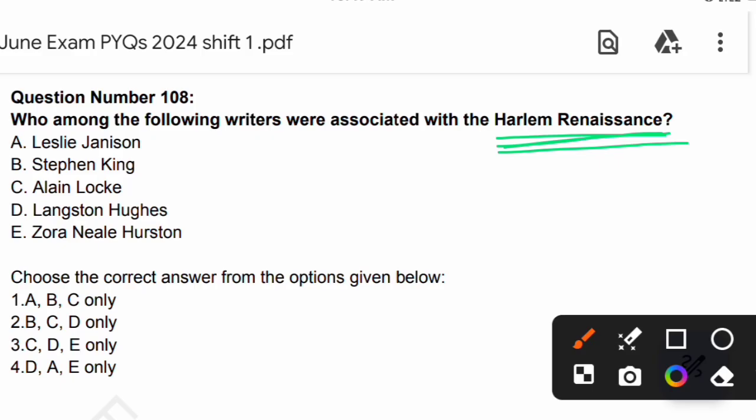The writers who were associated with the Harlem Renaissance. You know what the Harlem Renaissance is? You have to choose the correct options from the options given below. Options given here. Who are the writers?